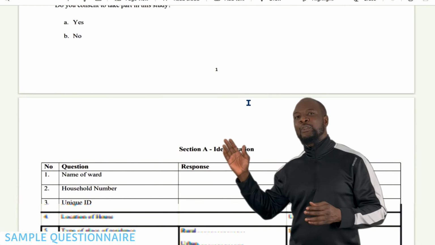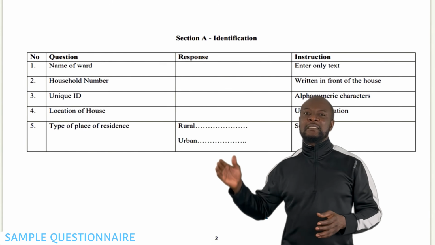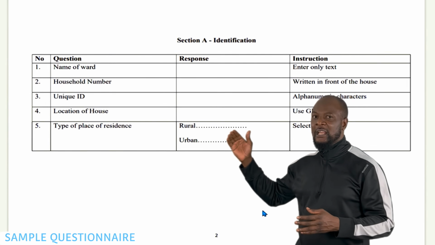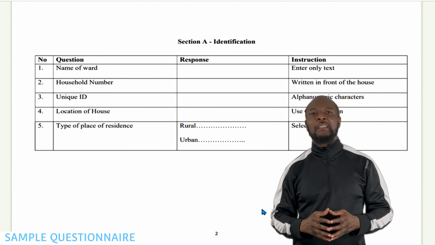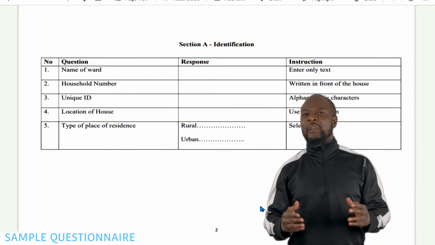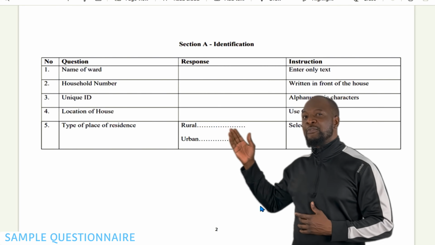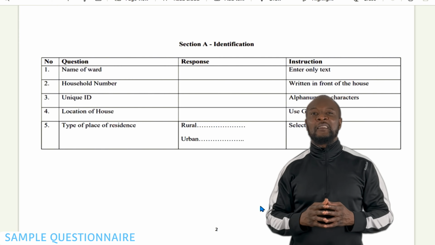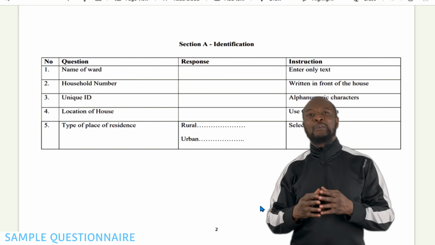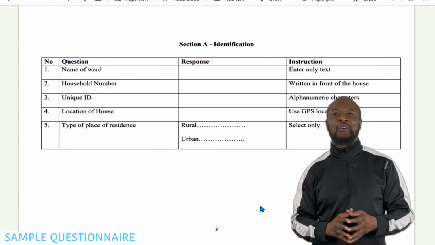This has section A of the questionnaire, and that's the identifier section. All right, so here you see the different elements that can identify the particular questionnaire and the area in which the data is being collected. So we can clearly see 4 columns. The first is the question number, and next is the question, and then a space for responses, and finally you see instructions for each question.